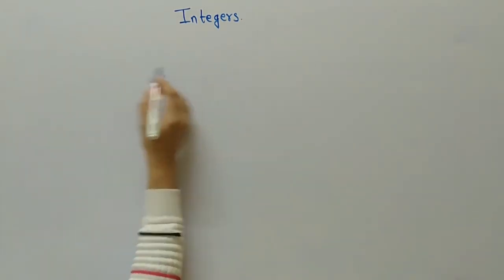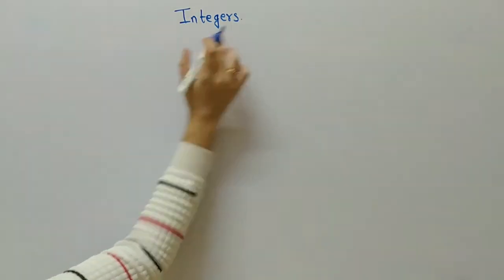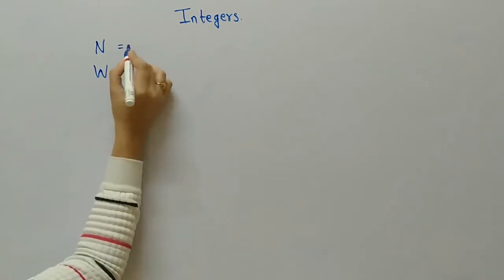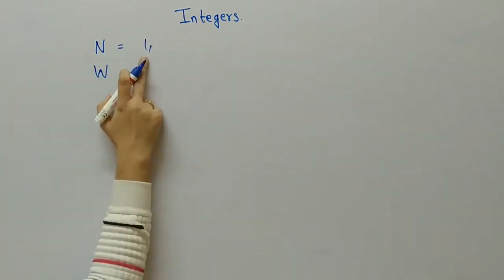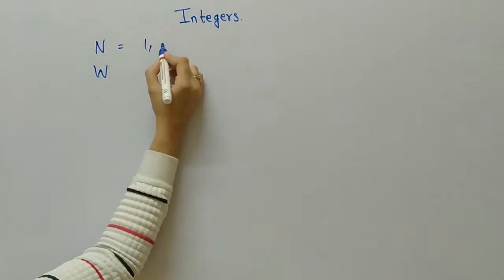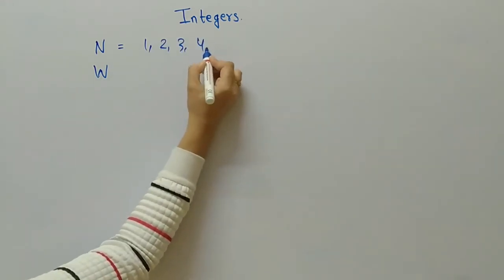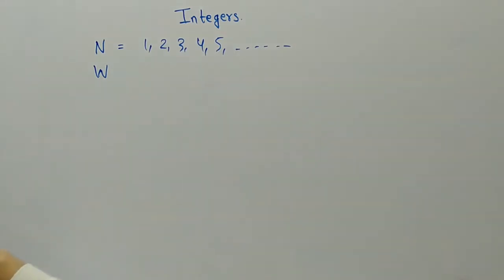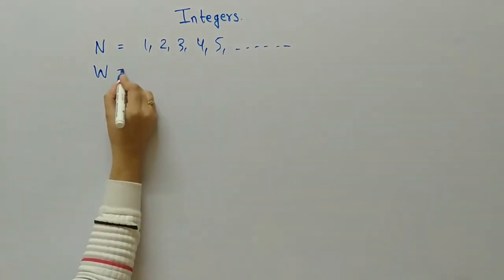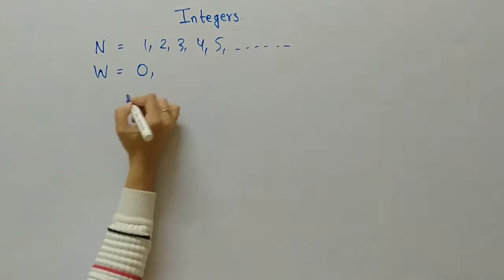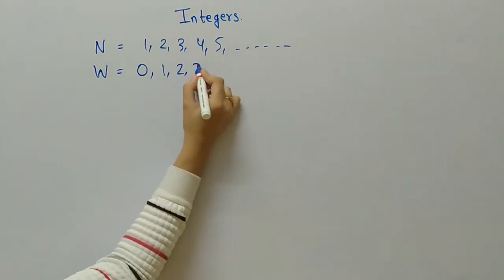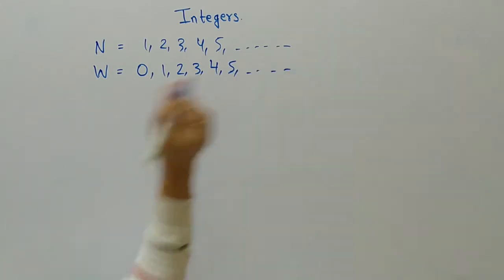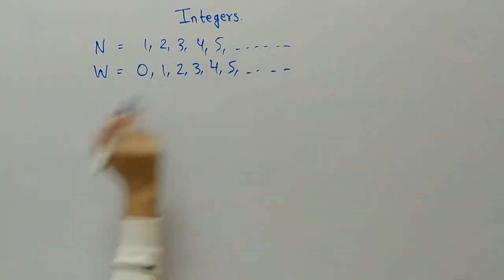Video on integers. So before knowing integers, we should know about natural numbers and whole numbers. All numbers which start from 1, all counting numbers 1, 2, 3, 4, 5 and so on, all these numbers are natural numbers. And what are whole numbers? It starts from 0. So 0, 1, 2, 3, 4, 5 and so on. So these are whole numbers.